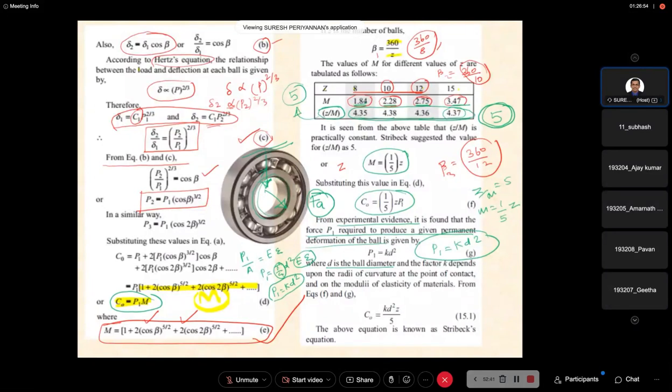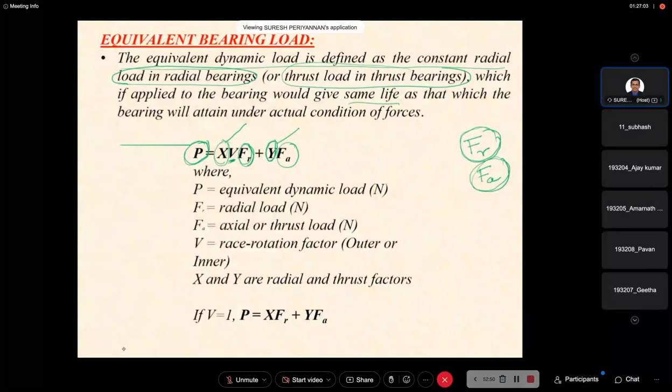Hence, when we are considering radial load, that rotation factor will be involved in the radial load only. It's not in the axial load. Hence, we are considering this race rotation factor along with the radial load. Okay, now come to here. X and Y are the radial and thrust factors.